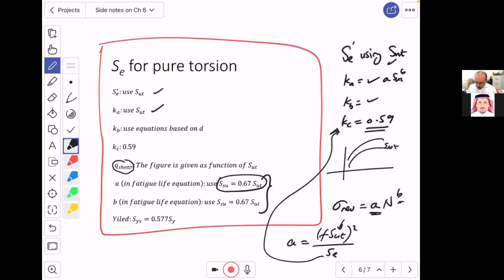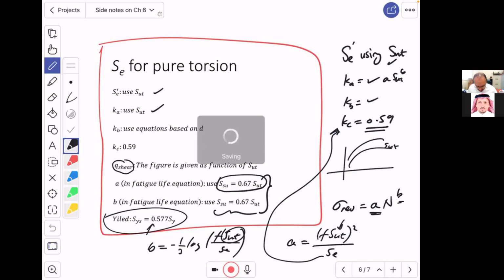The same is done for B. B equals minus 1 over 3 times the log of F SUT divided by SE. So again, SUT has to be corrected and converted into SSU. Do you understand? If you use an equation like Gerber or Goodman, which needs yielding, don't forget that we should convert the yielding into a shear yield using von Mises, which is 0.577. Okay, I hope this clears it up for you.